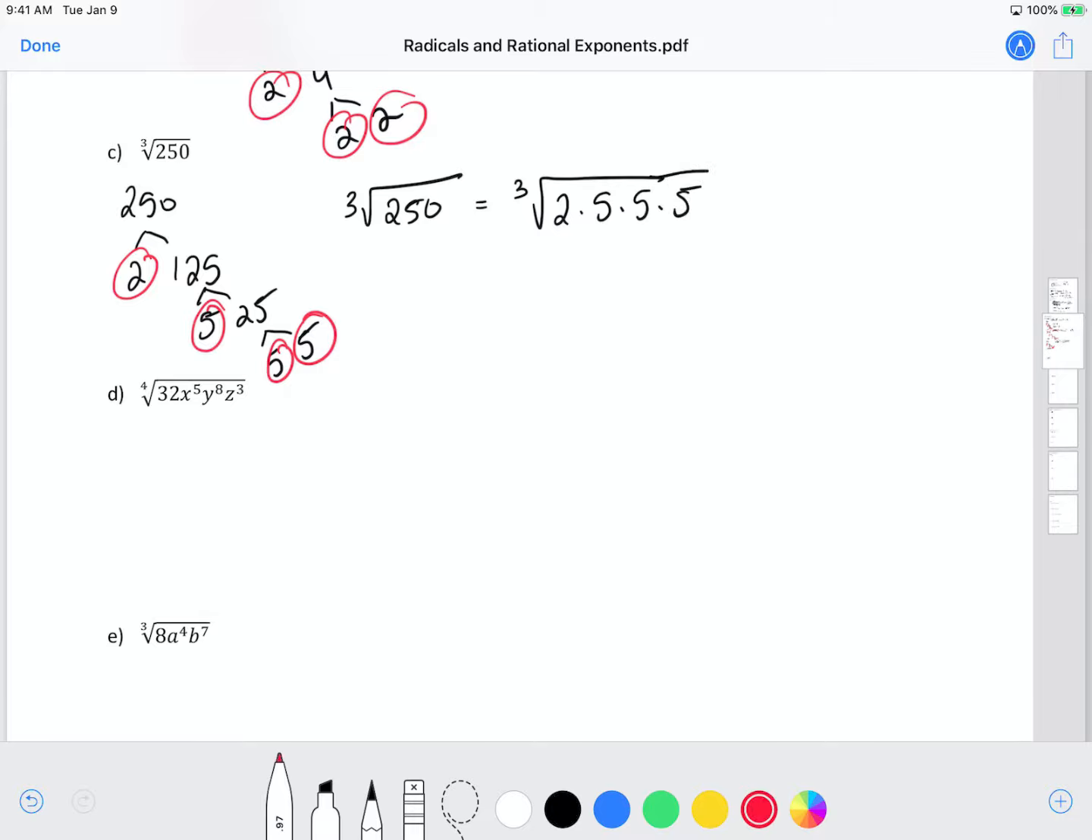So every time I have 3 of the same number underneath the radical, I can bring it out as 1 because this is the cubed root. So I have 3 5's under there, so I can bring it out as 1 5. So I have 5, and then the cubed root of 2 left over. That 2 cannot come out from underneath the radical because it doesn't have 2 other 2's with it to pull it out as a group of 3.